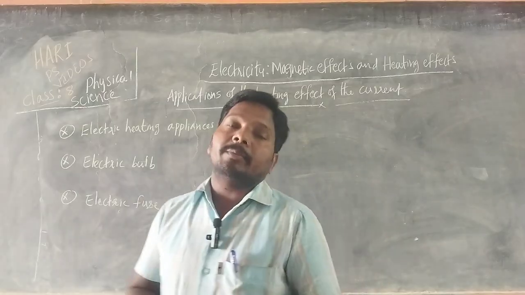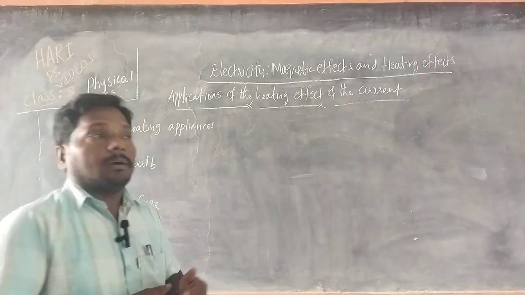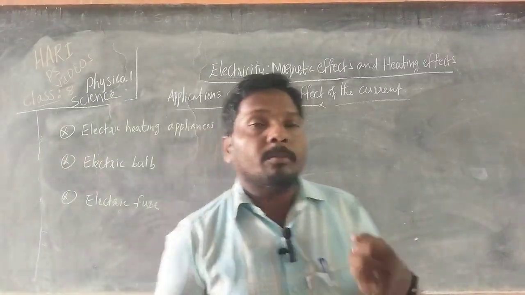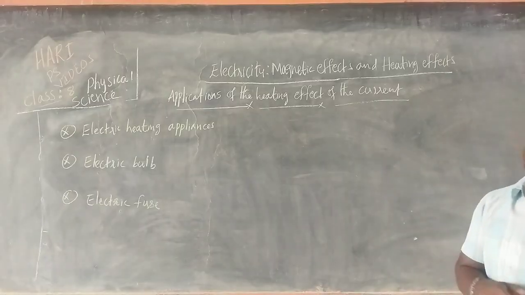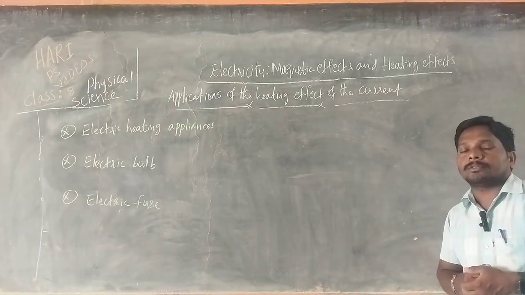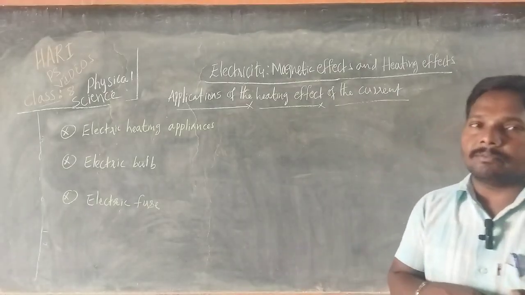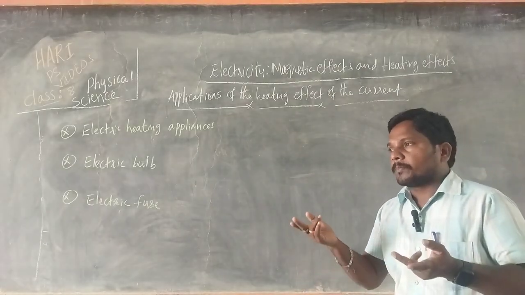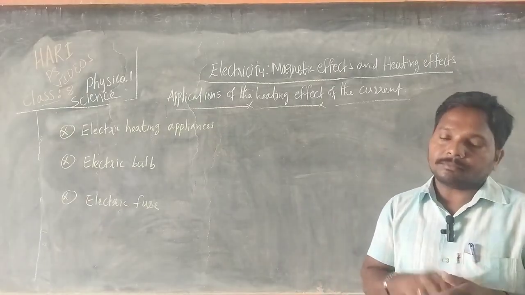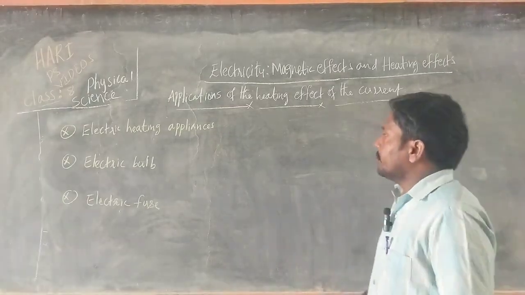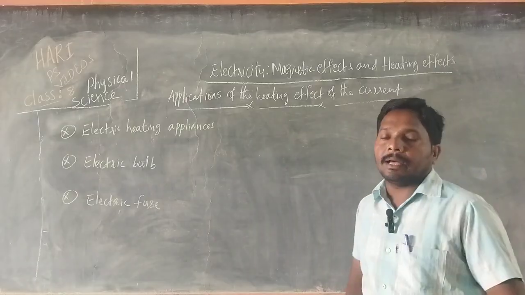And the nature of the material, what material you have to use. Then also the amount of heat produced when electric current is passed through the conductor depends on the nature of the material, resistance of the material, and amount of electric current passing through it. Right. Let us discuss today applications of the heating effect of current.